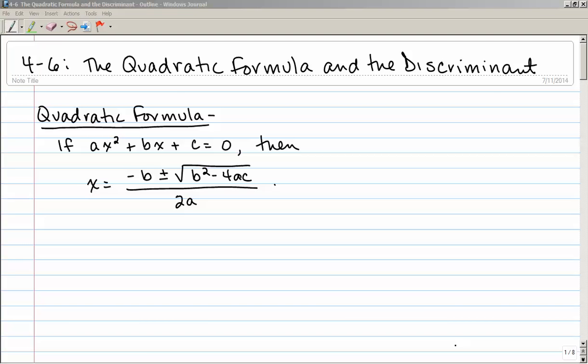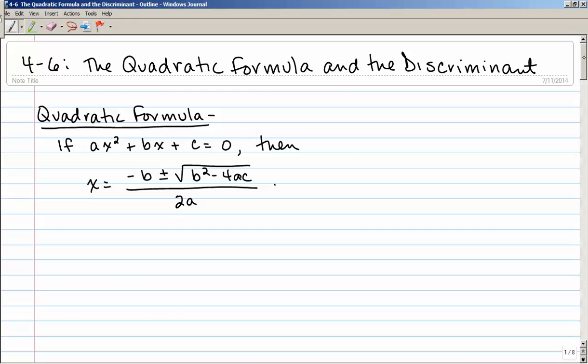Section 4.6 is on the quadratic formula and the discriminant. The quadratic formula, you should remember this from Algebra 1. If ax squared plus bx plus c equals 0, then, listen closely, I'm only going to sing it once, x equals negative b plus or minus the square root of b squared minus 4ac all over 2a. Do you remember that from Algebra 1?